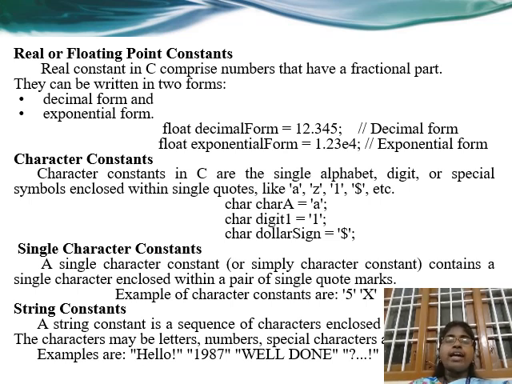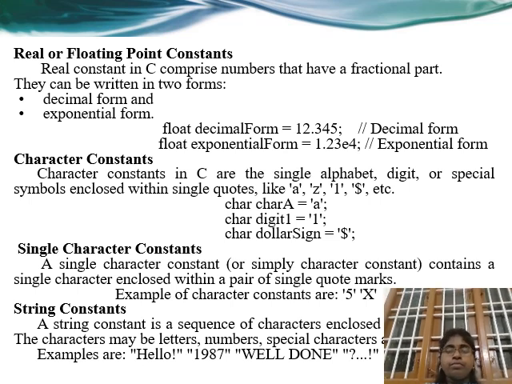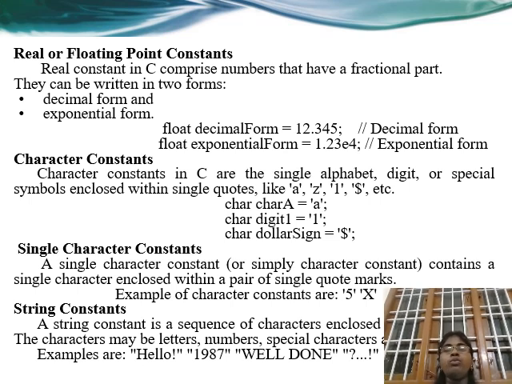Next topic is character constant. What is a character constant? A character constant in C is a single alphabet, digit or special symbol. If you represent any character, number or alphabet in single quotes, like char a equal to 'A', char digit equal to '1', and if you are using any symbol, char dollar sign, you mention the symbol in single quotes.